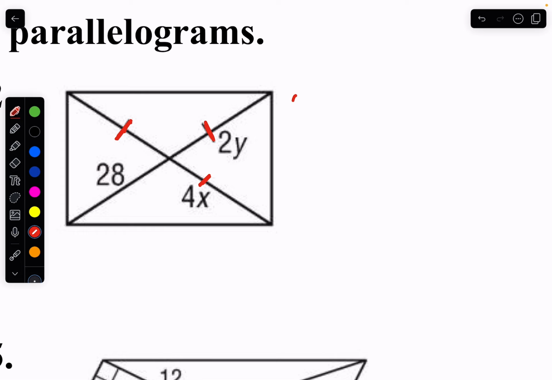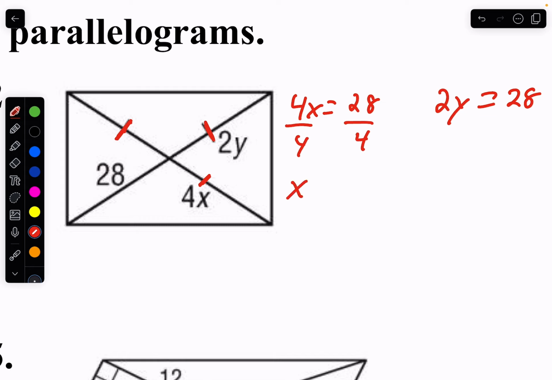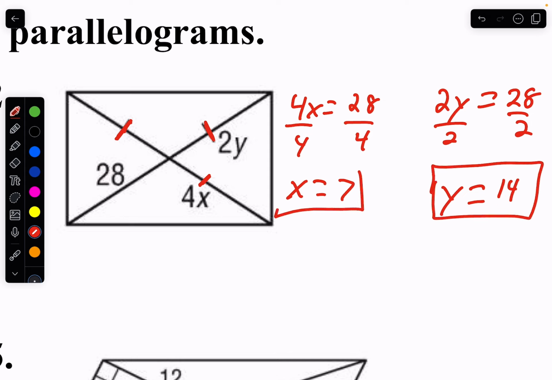So now I can say 4x equals 28, and 2y equals 28. That's the end of geometry. A little bit of algebra. Let's divide by 4. X equals 7. And let's divide by 2. And we say y equals 14. And just like that, we are done with this problem.